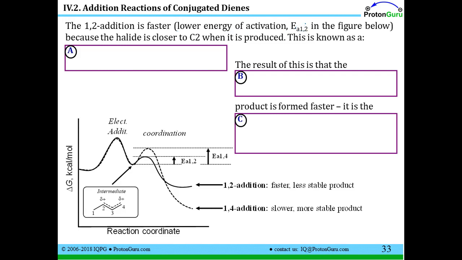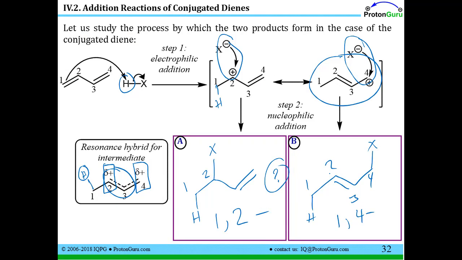And I've shown that in this diagram down here. The 1,2 addition product would have the small energy of activation. That means it's the faster reaction when we consider the kinetics. Kinetics is the study of reaction speed. But hold on a second.